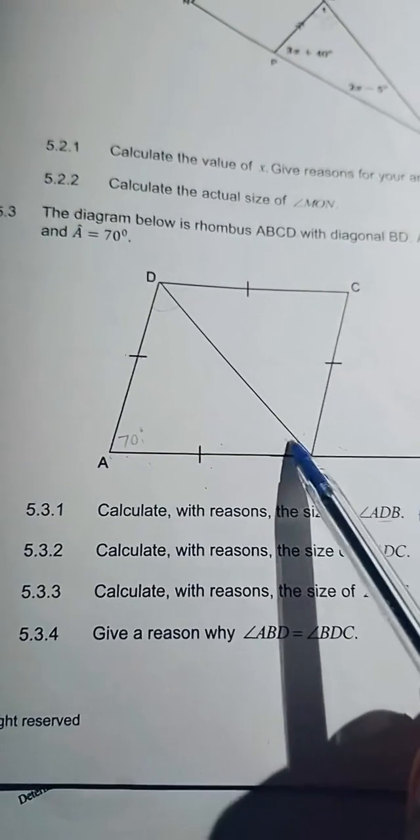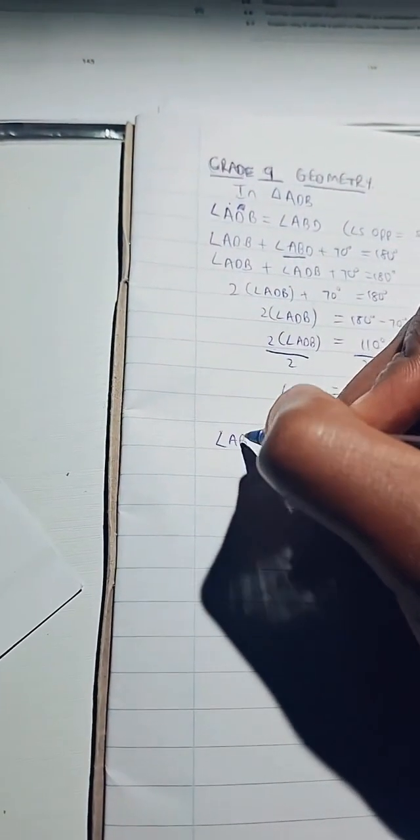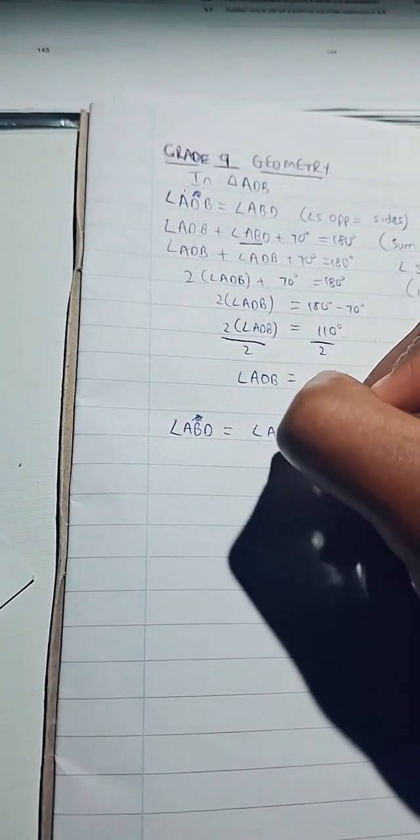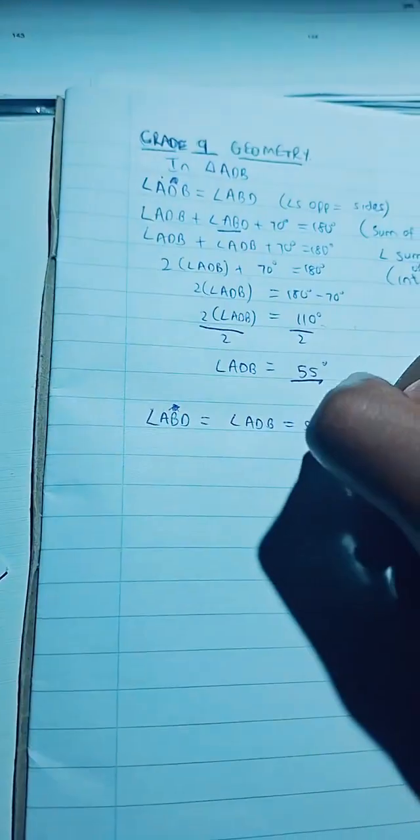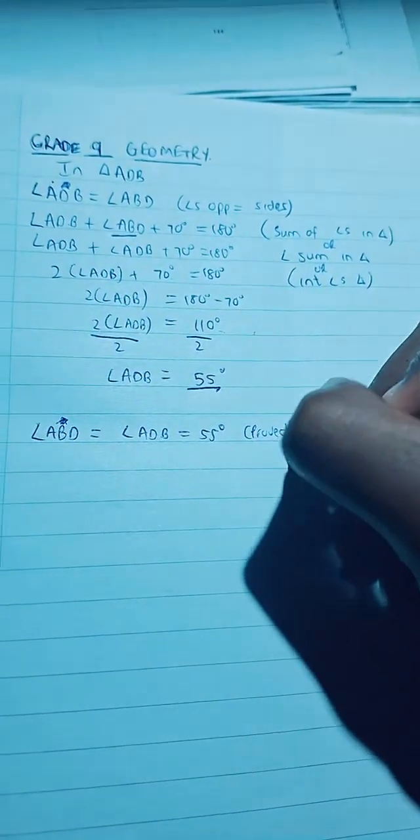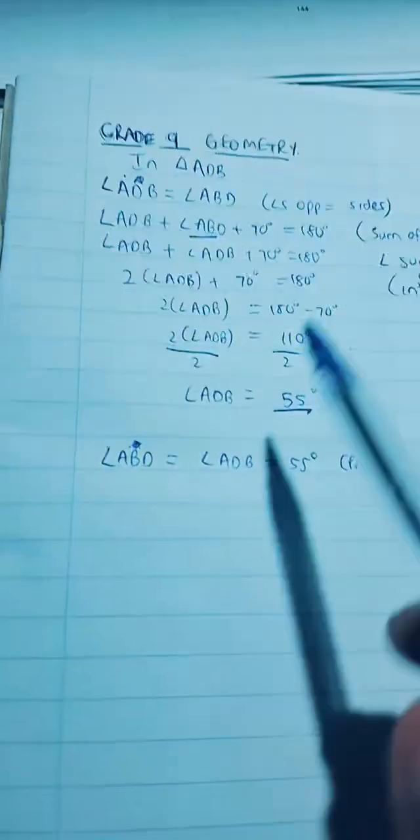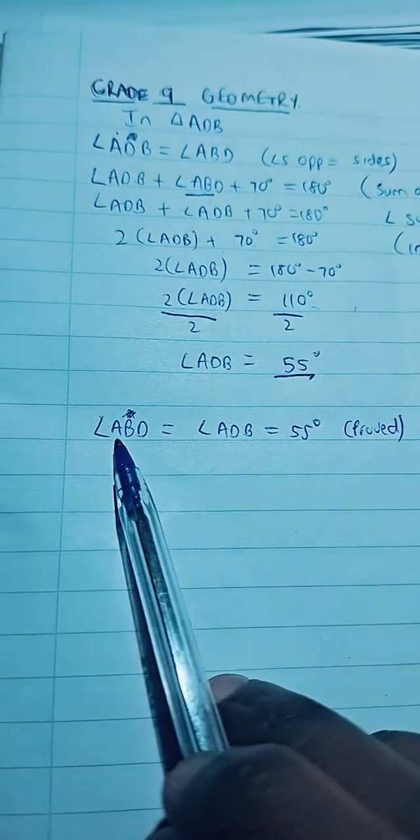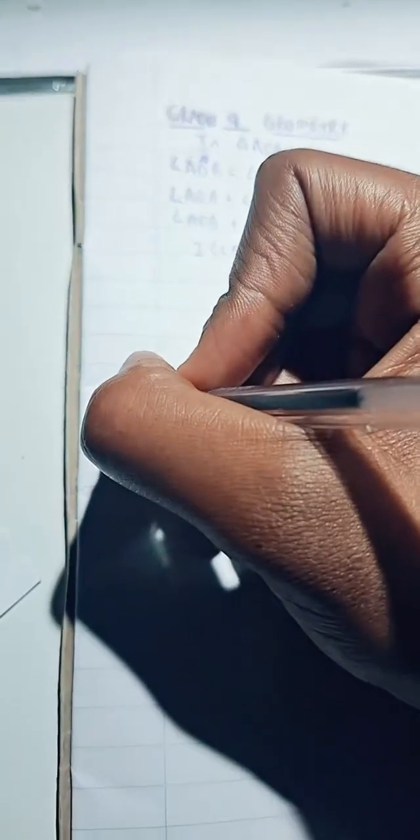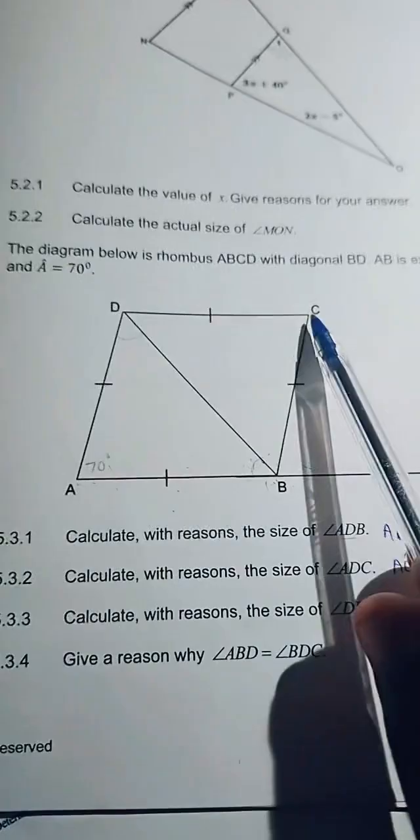Since I know what ABD is, remember, angle ABD, we did learn, is equal to angle ADB, and we know it's equal to 55 degrees. We had established that. That is already proved. Since the two angles are equal, we found that ADB is 55 degrees. It goes without saying that angle ABD is equal to angle ADB, which is 55 degrees. That is already something we proved in the previous question.